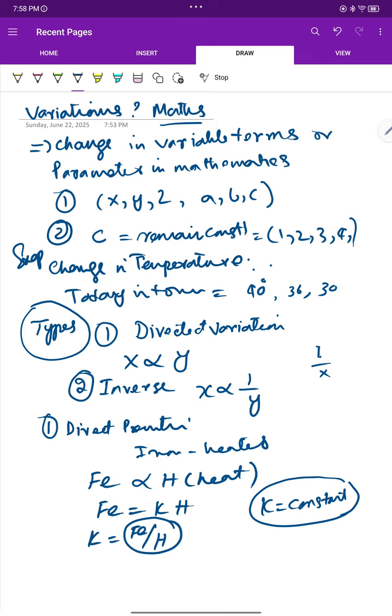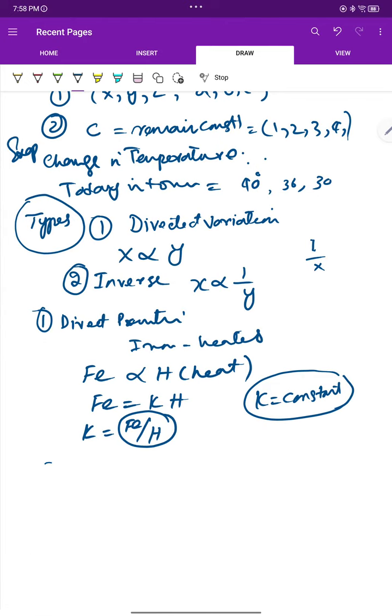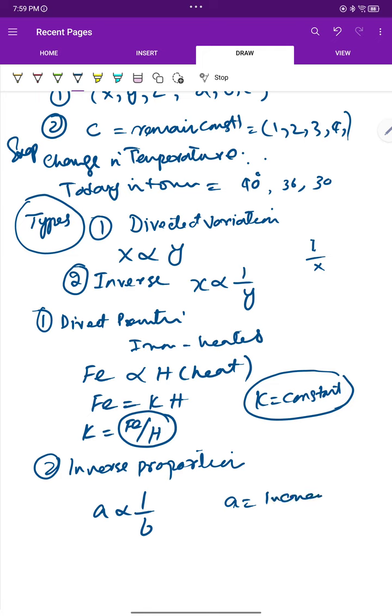In inverse proportion, inverse variation, if one quantity is increasing, the other is decreasing, or if one is decreasing, the other is increasing, so it's called inverse variation. Let's say we represent this by A is inversely proportional to B. So if there are two quantities, A is increasing while B is decreasing.